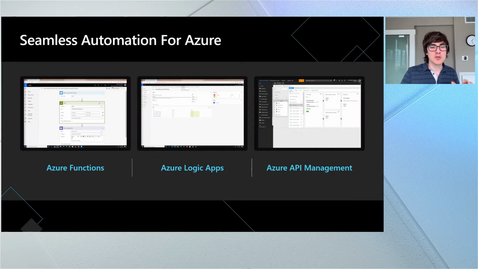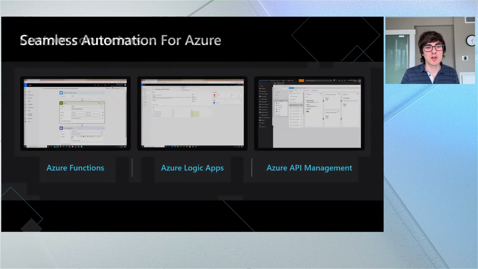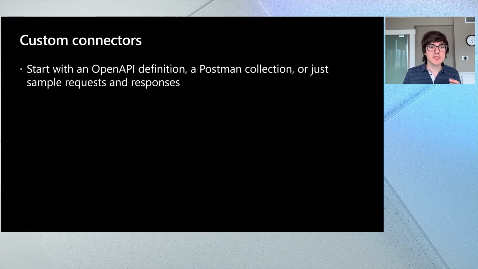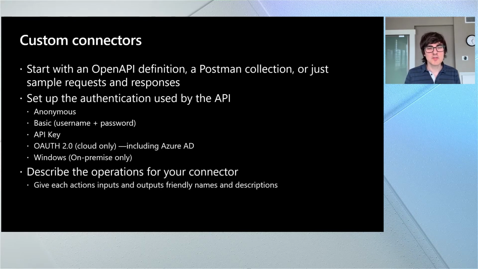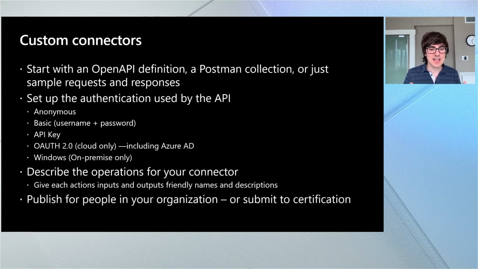All of these are ways that you can have custom connectors, so you can very seamlessly go from the pro development experience that Azure has to the low-code experience inside of Power Automate. And the way you do that is by building a custom connector. Custom connectors are really just descriptions of how your API works, and it's based on open standards like OpenAPI. With custom connectors, you just describe how the authentication works, describe the operations of your connector, give those things friendly names so you can easily understand what they are, and then test it out and deploy it. You can submit it to certification, so that way everybody in the world can use that service if you want.